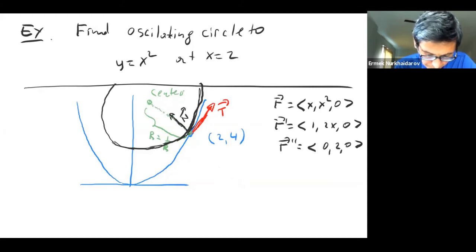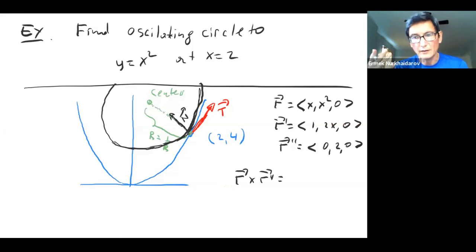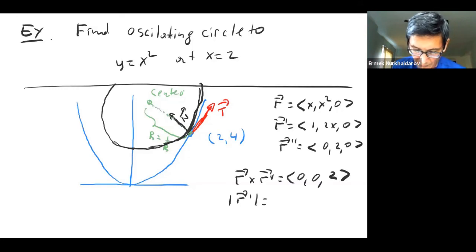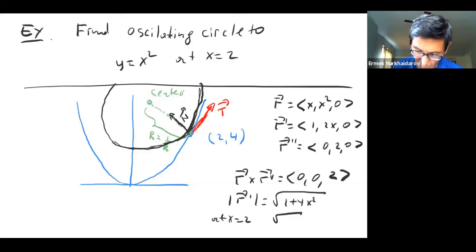Then the cross product. Again, because we already talked about that, r prime and r double prime are on the plane, so acceleration and velocity are on the plane. Your cross product will be sticking out from the plane, so the x coordinate and y coordinate will be equal to 0 because it has to be perpendicular. The only one left to calculate is the last one, which I believe is going to be 2. The magnitude of velocity, the magnitude of r prime, is the square root of 1 plus 4x squared. Because we're doing this at x equals 2, it's going to be the square root of 17, if I'm correct.